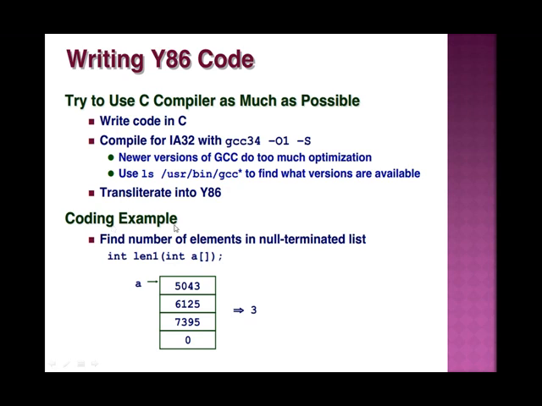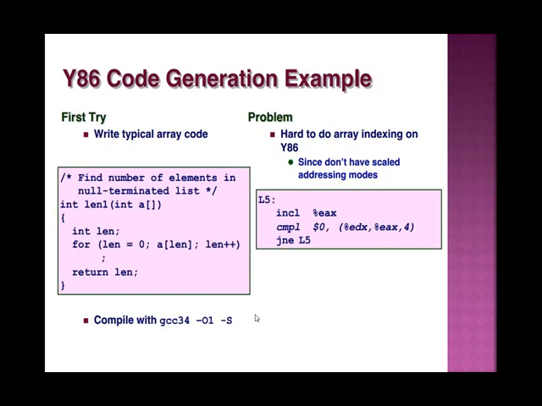Then next part is the coding example. This is your example for the coding. This is int len, that is used for finding the length. Int A, this is your array. This is A 5043 6125 7395. How many elements does this contain? 3 elements. So it contains a number that is used for length, that is 3.